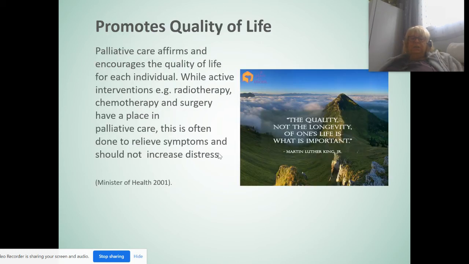Palliative care affirms and encourages the quality of life for each individual, while active interventions like radiotherapy, chemotherapy, and surgery have a place in palliative care. It is often done to relieve symptoms and should not increase distress. So, what it says here is that even though someone is in palliative care or even end of life care, hospice care, they can still have things like radiotherapy and chemotherapy and surgery to help relieve symptoms.